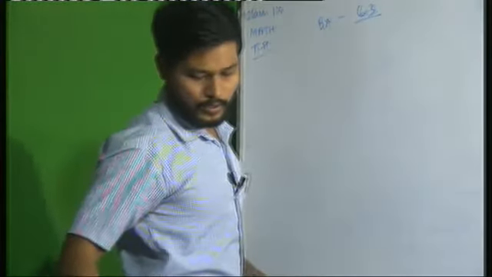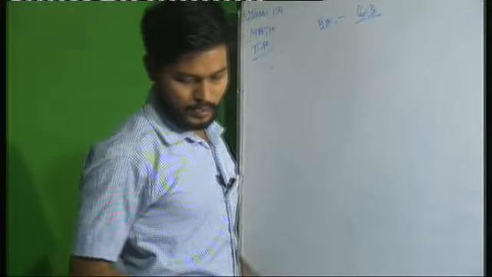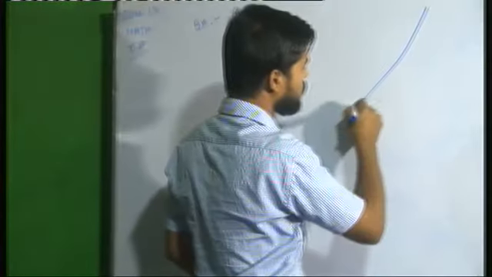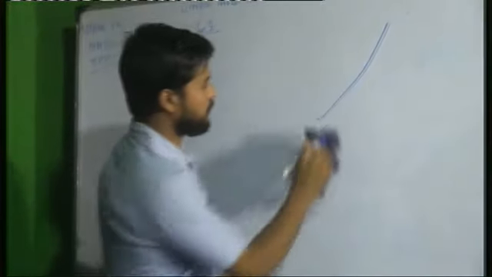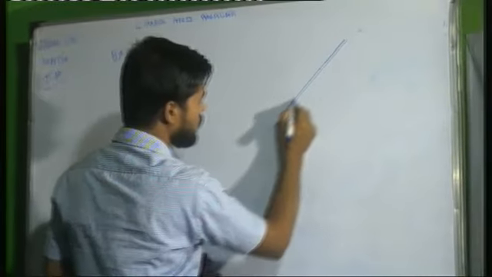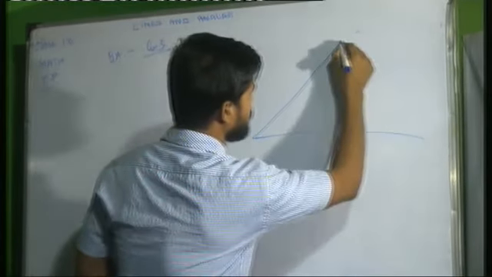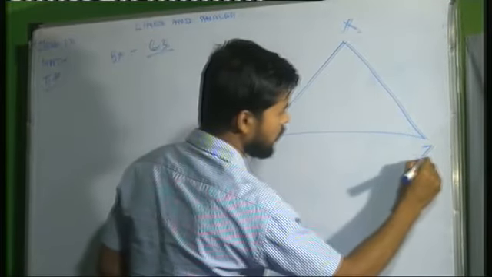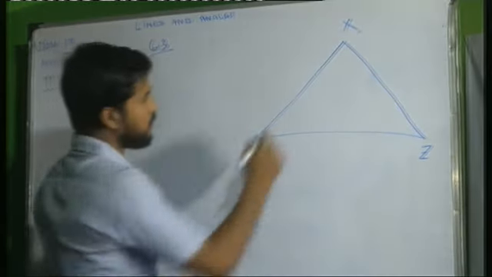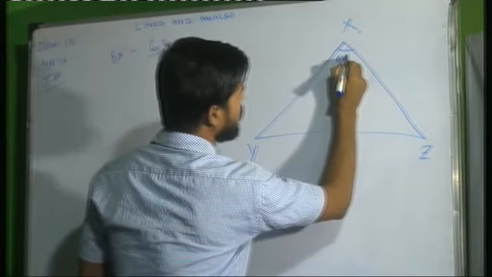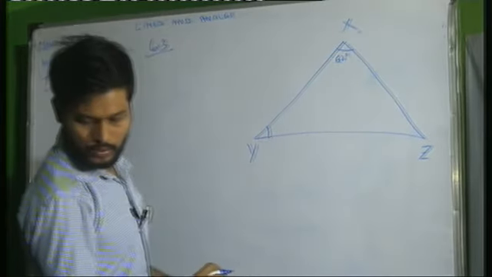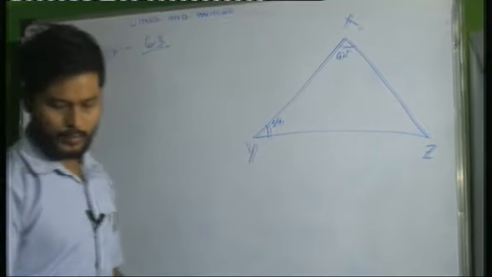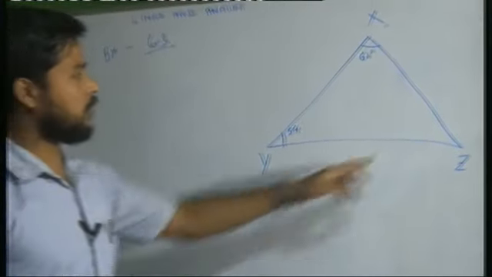Now, question number 2 is in the figure 6.40. So the diagram is given here. XYZ is a triangle with this angle equal to 62 degrees. This angle is equal to 54 degrees. This angle is not given, but we can apply the interior angle property. You can calculate this angle.